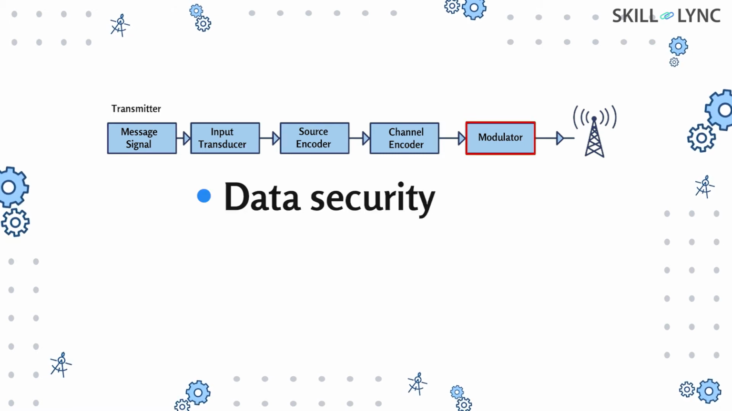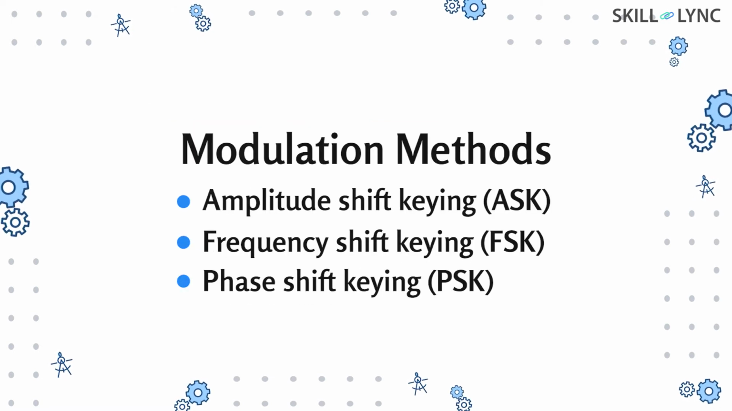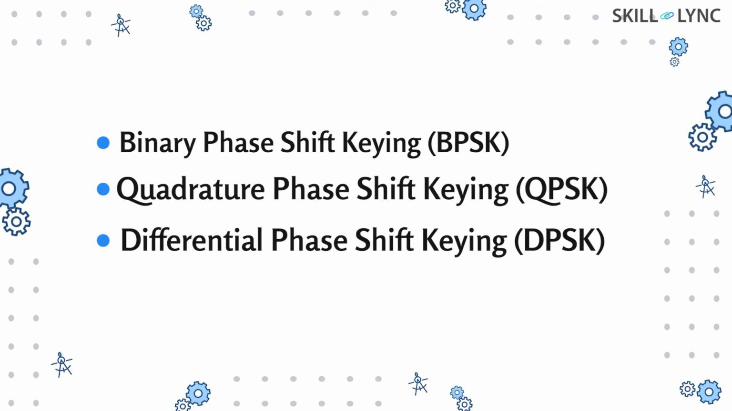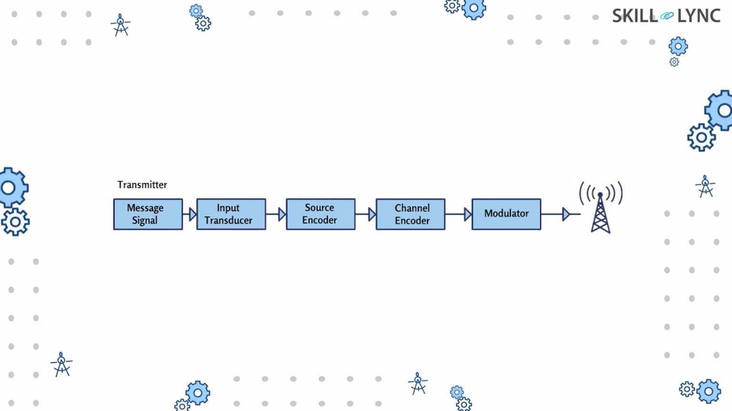Modulating a digital signal provides higher data security to a signal and helps in improving the quality of the signal. Modulation can be done by three methods, namely amplitude shift keying, frequency shift keying, and phase shift keying. Phase shift keying is further divided into binary phase shift keying, quadrature phase shift keying, and differential phase shift keying. After the signal is modulated, it is sent via the transmitter to the channel.